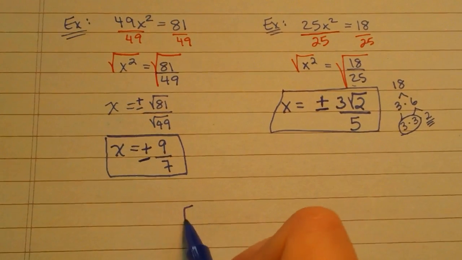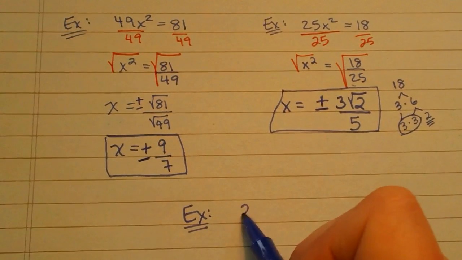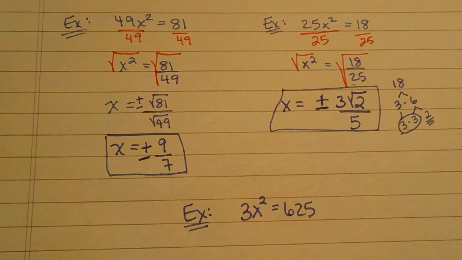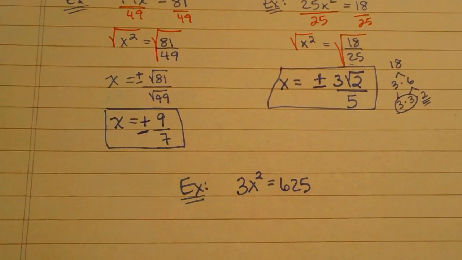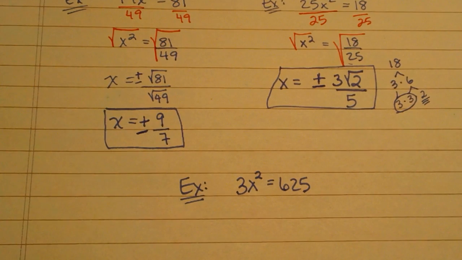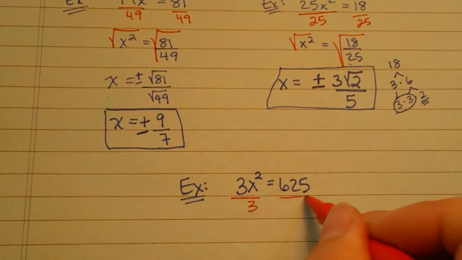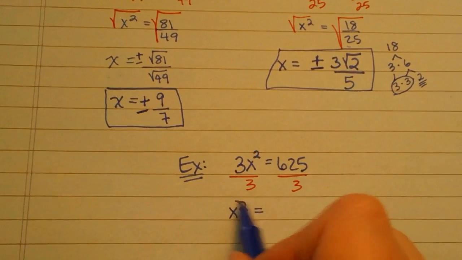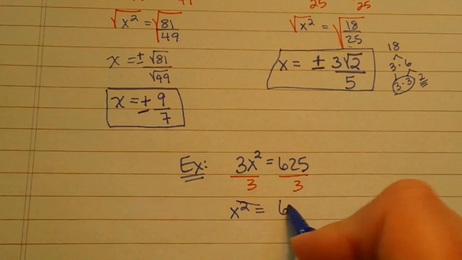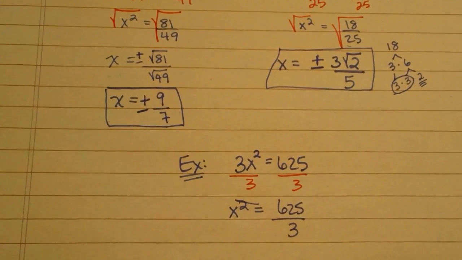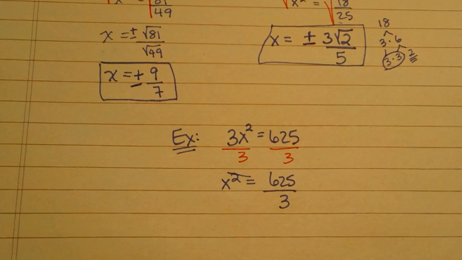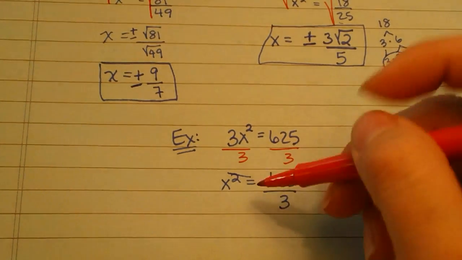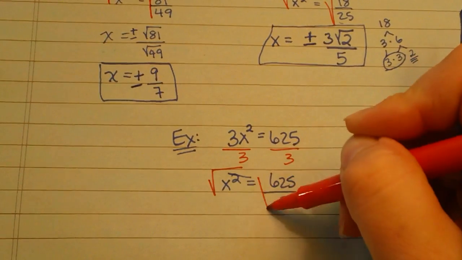Got one more fraction problem for you, and then we'll be done. 3x squared equals 625. The squared thing is just x squared again, so we'll divide both sides by 3. We get x squared equals 625 over 3. Now 625 is not divisible by 3, so I cannot simplify that fraction. What I can do is go ahead and take the square root of both sides.